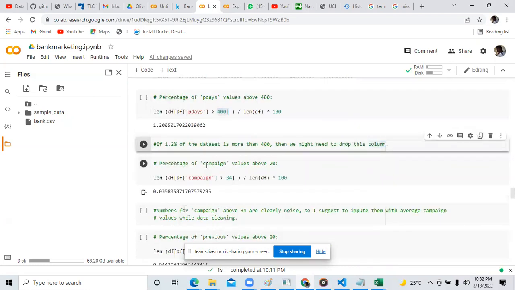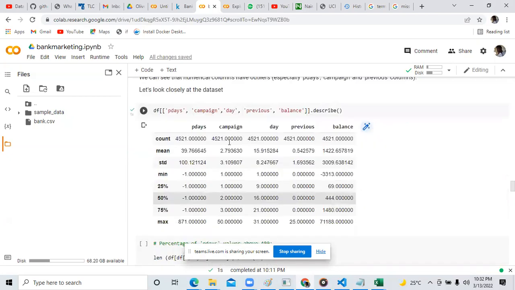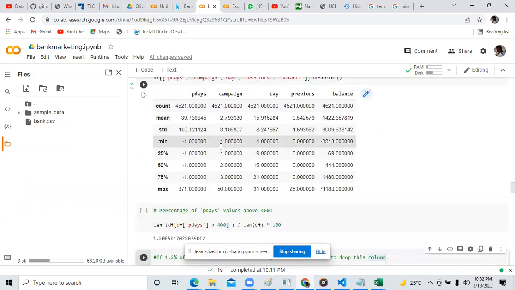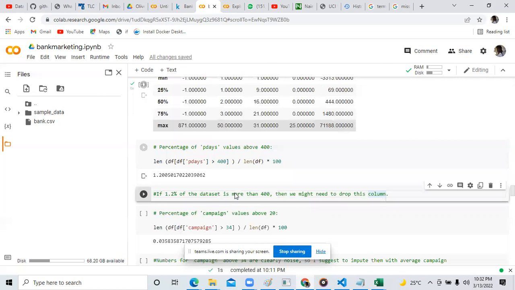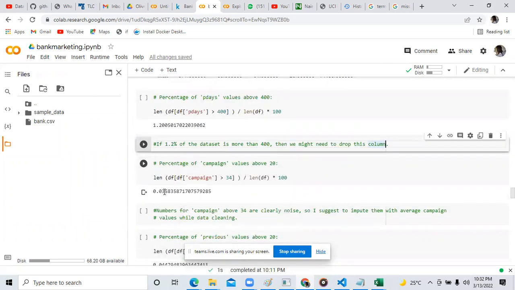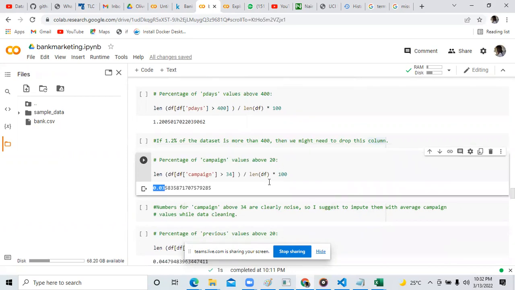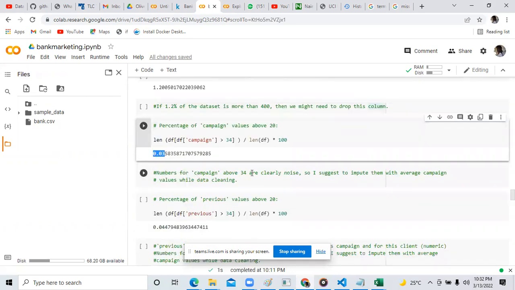So let's look at campaign. Campaign, we have minimum is 1, maximum is 50. So I said, let's look at the percentage of campaign values that are above 20. And here we have 0.03%, right? Obviously, you already know what to do. So the numbers of campaign are clearly noise. So I suggest to impute them with the average count.